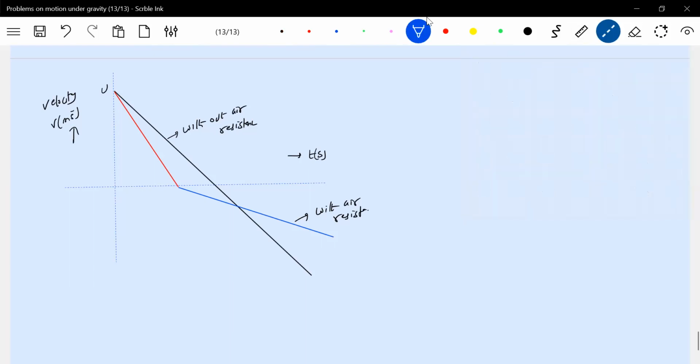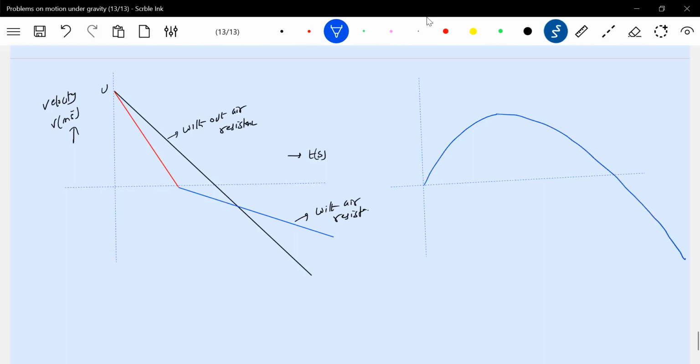Then what about the other curves? Position versus time. First, it will retard, comes to instantaneous rest, then it will move in this direction. So this will be h and minus h. These two curves should not have the same slope. Theta1 is not equal to theta2. This is very, very essential. This is the total time of flight.